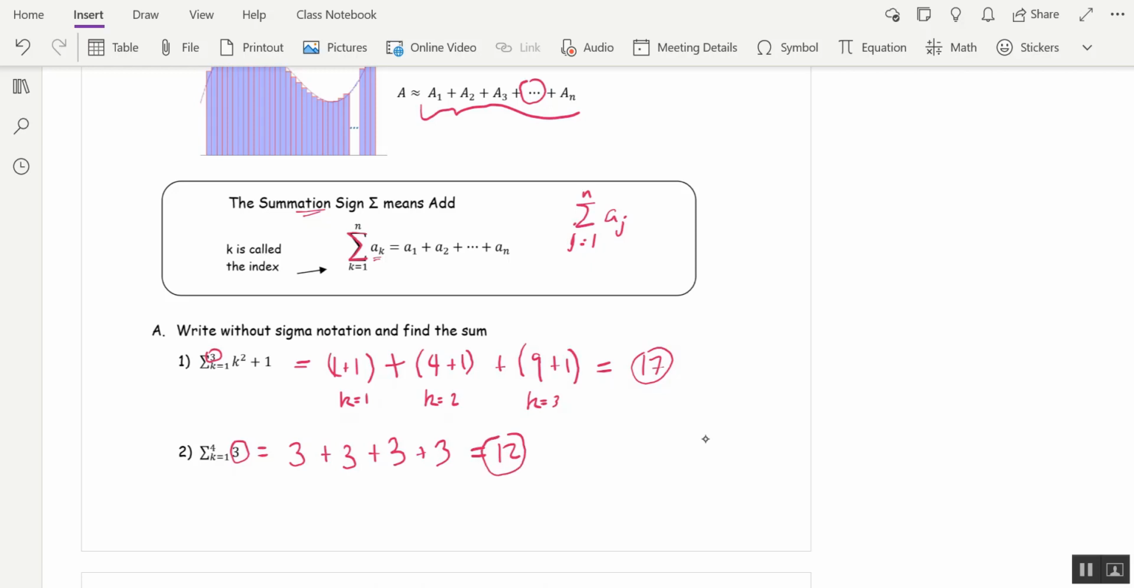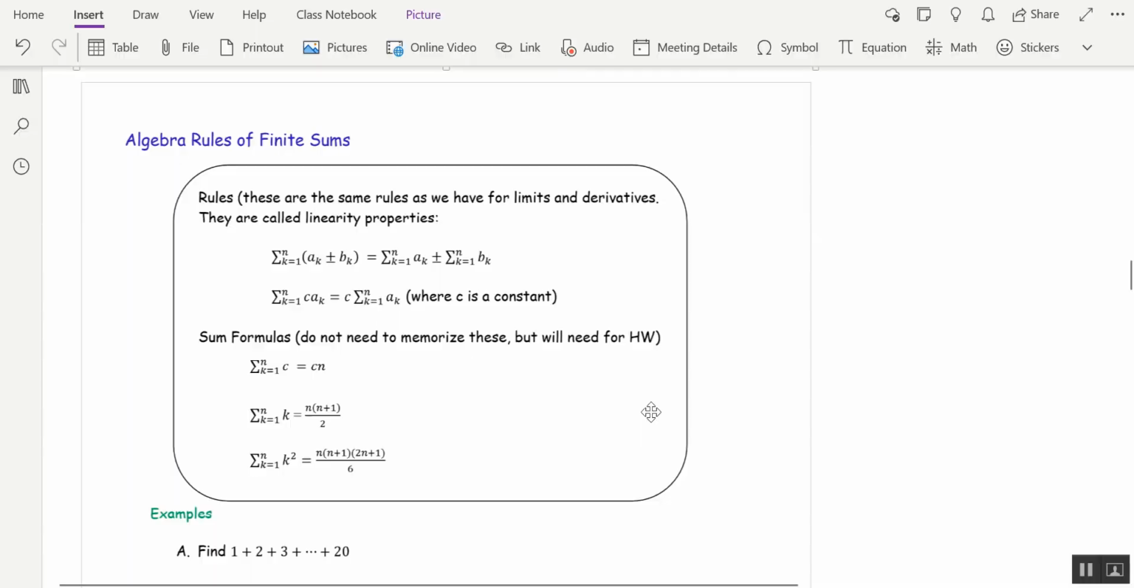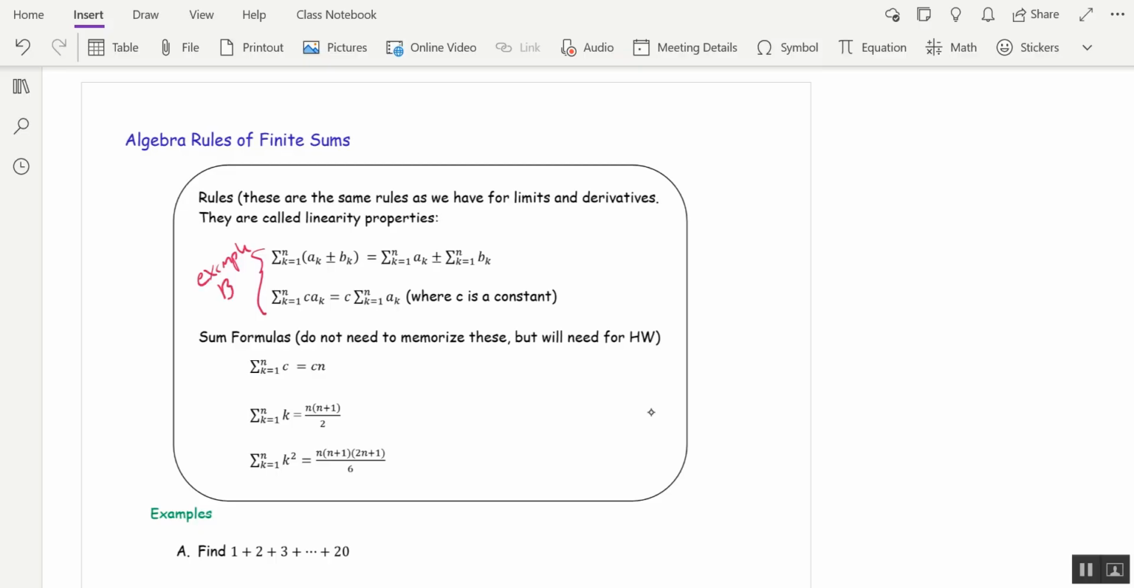And so we have some rules for finite sums and some formulas, and here they are. We'll talk about these in example B below. Those are called the linearity properties, and these are just a few formulas. We just did this one actually, the sum of a constant. We did the sum k equals 1 to 4 of 3, and the formula says that should be 3 times 4, which is what we got. We're going to look at this one in the next example. So let's use that formula.